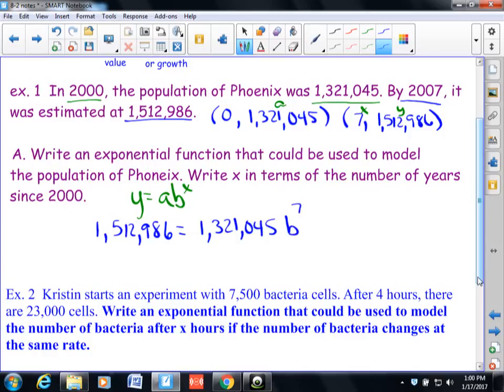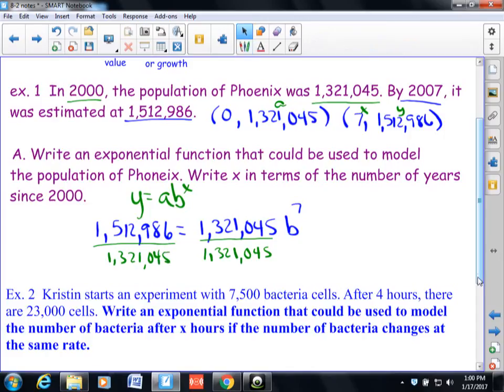So we're in good shape when we just have one variable. Now, what are we going to do to get b by itself? The first thing we're going to have to do is divide. So we fall back on our normal algebra skills here. Divide both sides. And so then we're going to end up with b to the 7th. And let me do the math here, my handy dandy calculator. And we get this really long decimal.